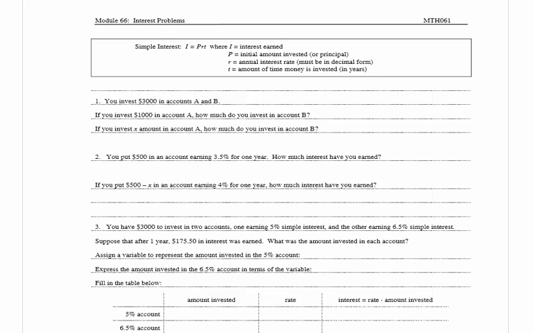In 1, it says you invest $3,000 in accounts A and B. If you invest $1,000 in account A, how much do you have invested in account B? So if we have $3,000 total to invest, and then we subtract the $1,000 that we invested in account A, then we have $2,000 invested in account B. And then they ask, if you invest X amount in account A, how much do you have to invest in account B? So if we have $3,000 total and X amount is invested in A, we would have $3,000 minus X.